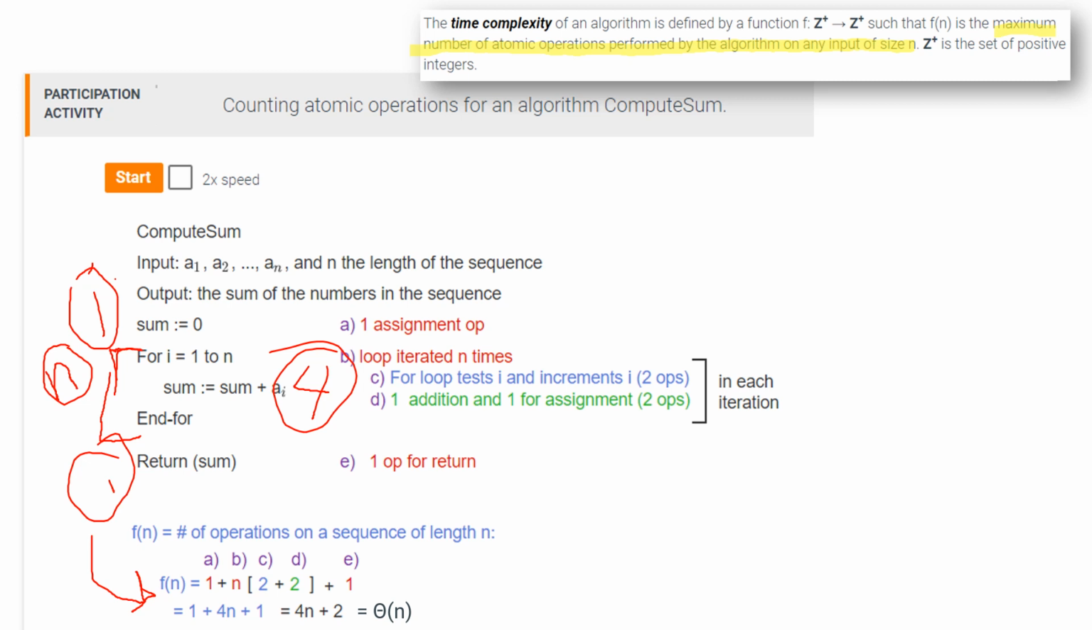And so besides coming up with that time complexity function, we're also wanting to find the order, because that's really what we care about: how quickly does that time complexity grow as we increase the number of our input values.